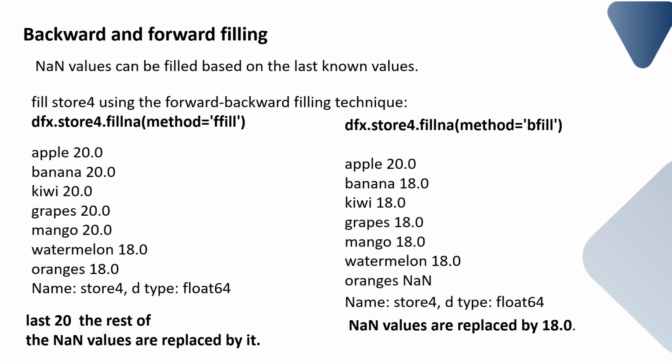Next check the before value. Watermelon is equal to 18. Already it has value, so we need not fill the value. Next mango is equal to NaN value. Here backward filling, so the next value is watermelon. Watermelon value is 18, so mango is 18. Likewise grape checks mango's value. Kiwi uses grape's value. Banana uses kiwi's value. Apple is as it is, it consists of 20, so we need not change any values. This is called backward filling and forward filling.